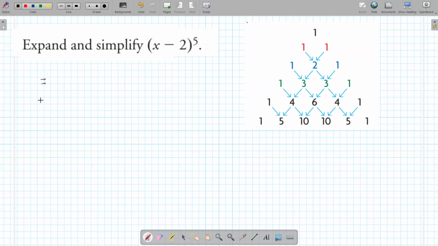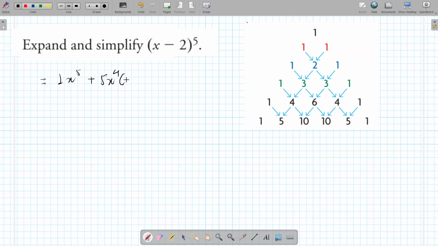So what's the first term? X to the power of 5. What's the second term? 5x to the power of 4. Okay, anything else? Remember, the powers have to add up to 5. Right now you only have a power of 4. 5x to the power of 4, and now you introduce the second term.